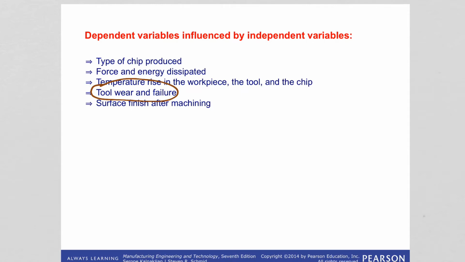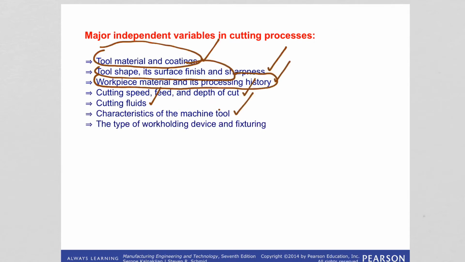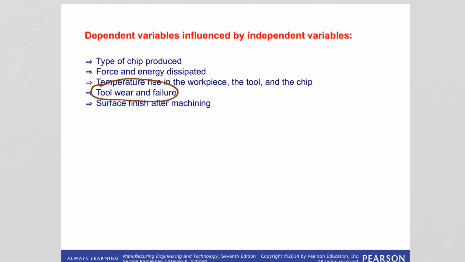Or temperature rise in the workpiece, the tool and the chip. It can depend on cutting speed, for example, or the workpiece material, or the characteristics of the machine tool. So these dependent variables are influenced and affected by the independent variables.